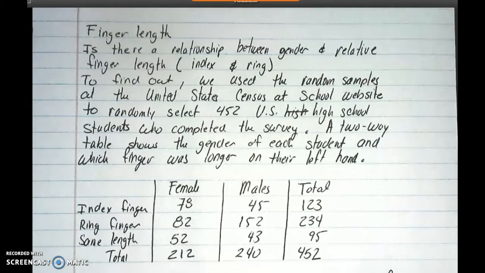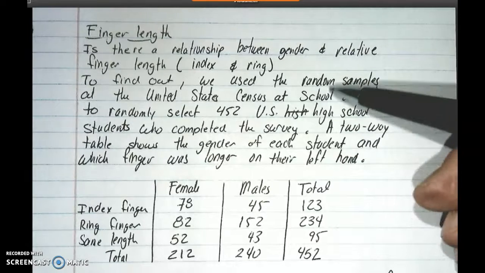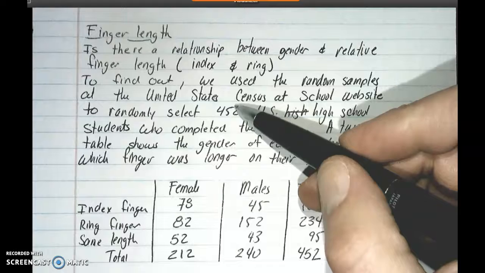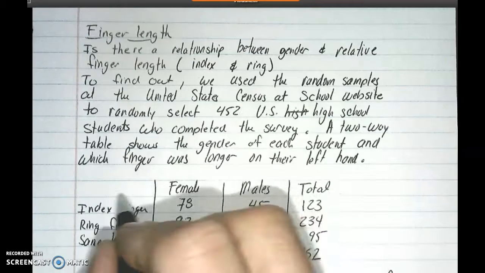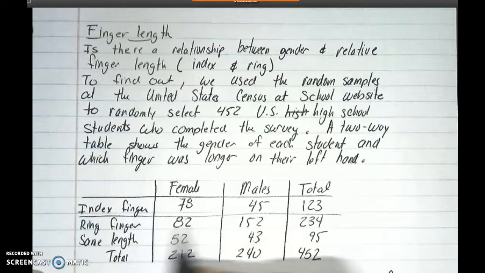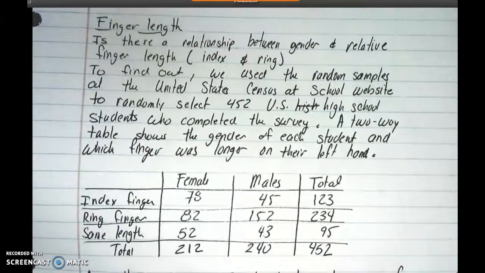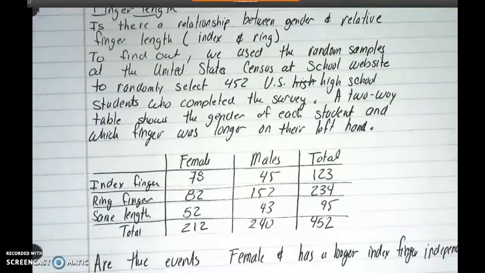All right, so this is the question. You're doing a finger length. I'll let you read through the question, but basically they took 452 students, female and males, and they're looking at the left hand. We're looking at whether their index finger is longer, their ring finger is longer, or they have the same length. We're not testing anything, we're just testing for independence. We're not doing chi-square goodness of fit until third try.